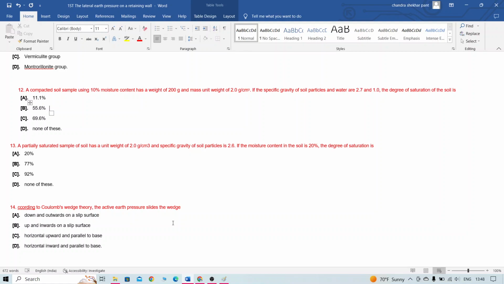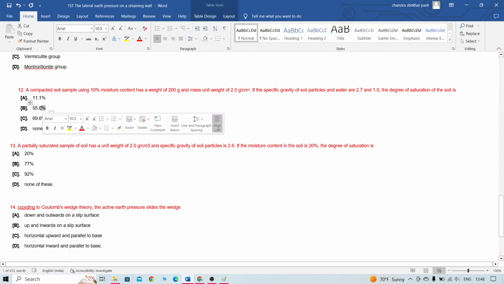So Se equals wG, G means 2.7, upon e. The value is coming out to be 55.67 percent. So option B will be the right answer. Okay, so option B will be the right one.